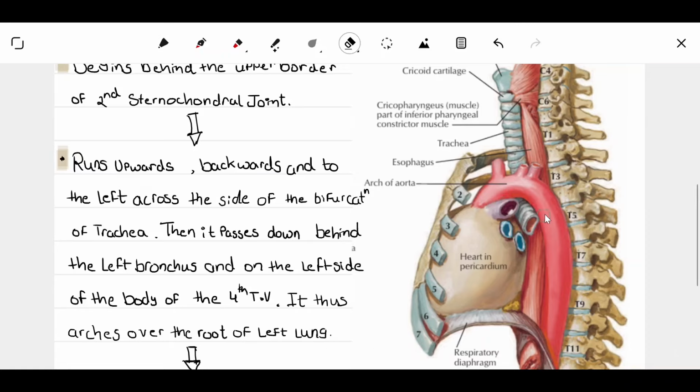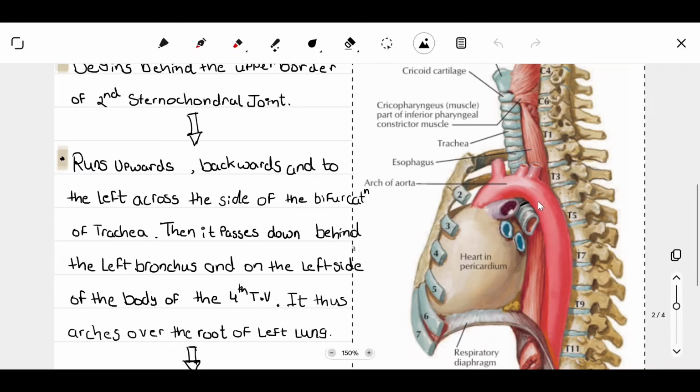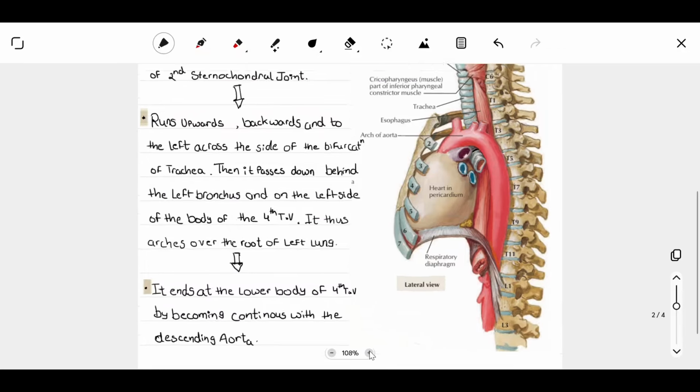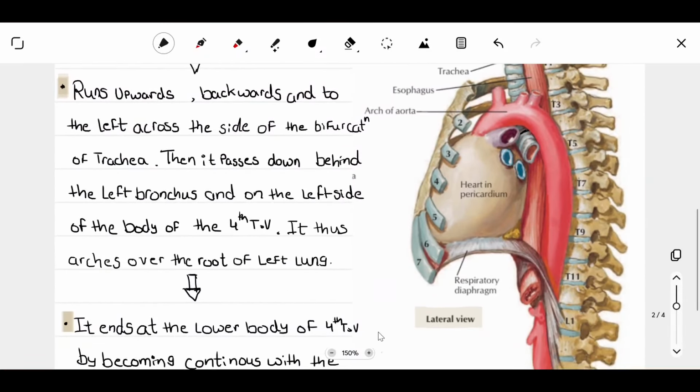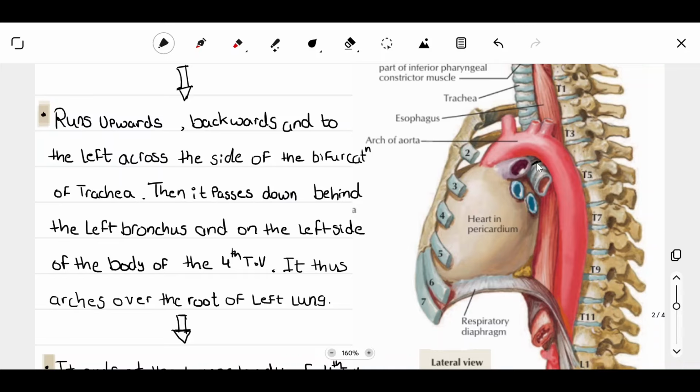So what is ligamentum arteriosum? Ligamentum arteriosum is a fibrous remnant of ductus arteriosus. What is ductus arteriosus? It is the connection between the pulmonary artery and the aorta, which is patent in early life, but it spontaneously gets closed, and that connection becomes the ligamentum arteriosum. So that ligamentum arteriosum is beneath the arch of aorta.